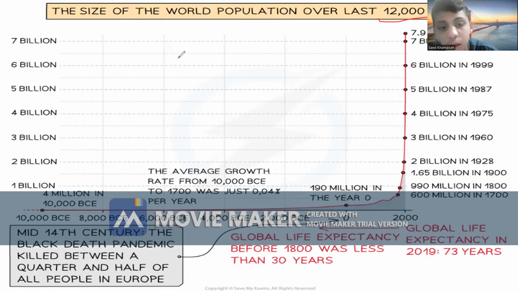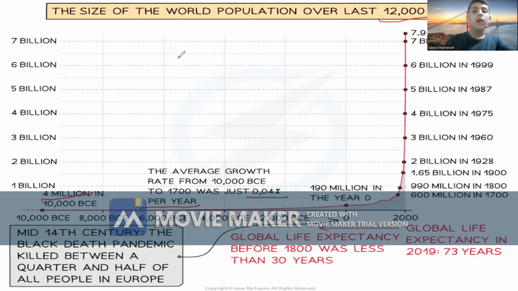Firstly, in 10,000 BC, what was the population of people? It was 4 billion, it was in a straight line, then started to increase until the average growth rate from 10,000 BC to 1,700 was just 0.04. Here, it gives us the population growth rate.